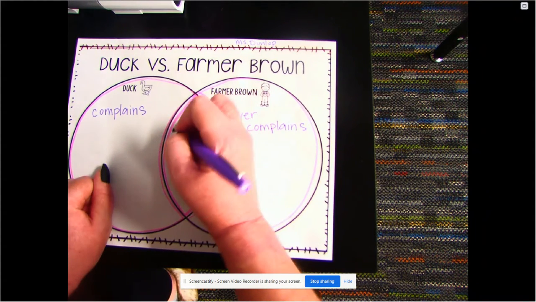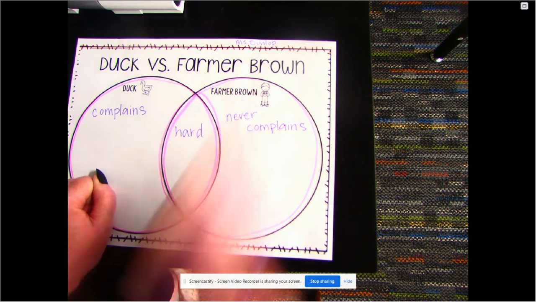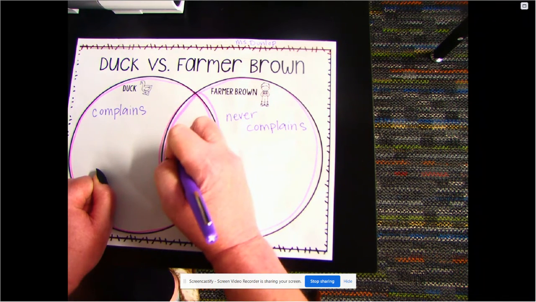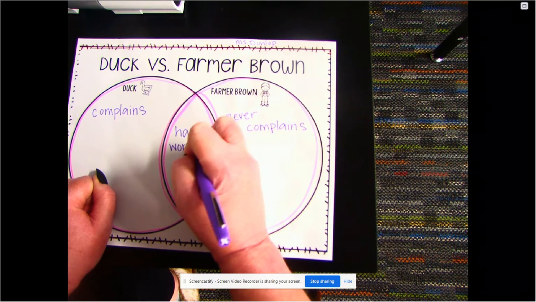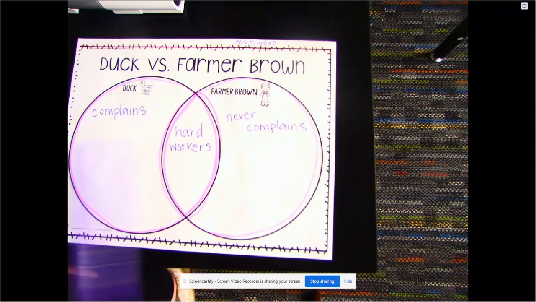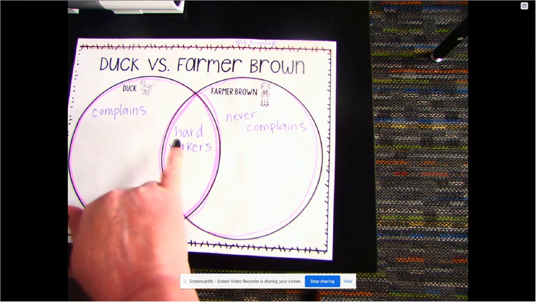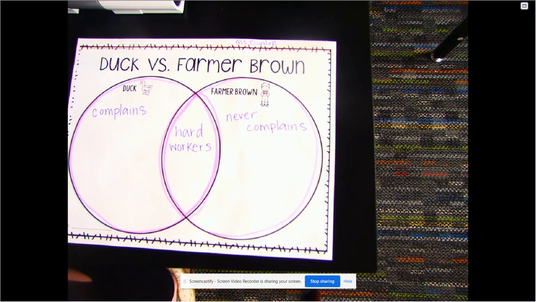So why don't in here we write hard, okay? And then underneath, we'll write workers. Even though Duck complains, he's still a hard worker. And Farmer Brown never complains, and he's also a hard worker. So we can say that they're both hard workers. All right, go ahead and pause the video and write in hard workers.